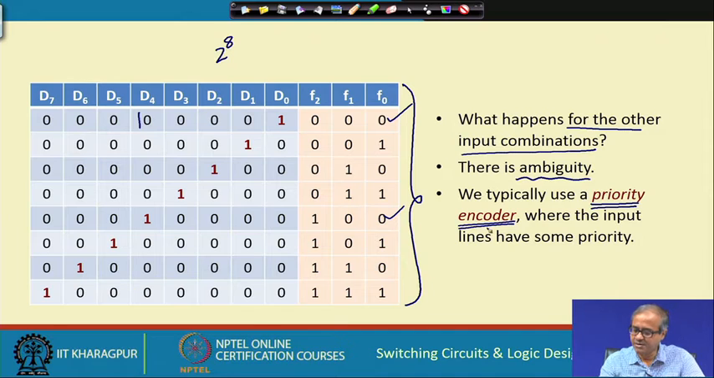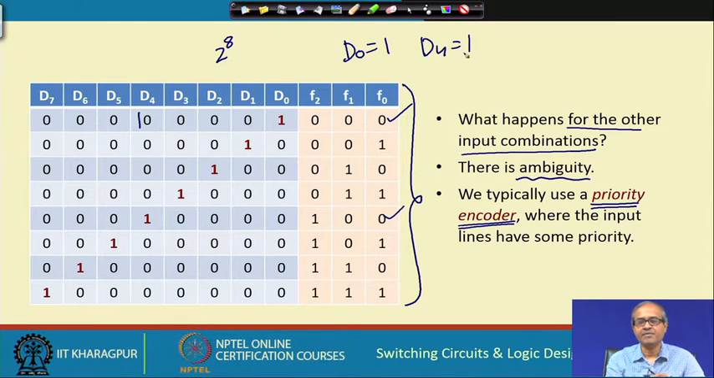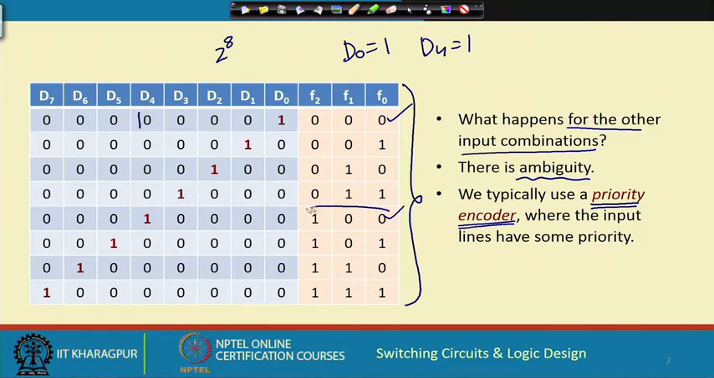Now, in a priority encoder, the input lines will have some priority. Suppose I have applied 1 to D0 and 1 to D4 also, and I am saying that the line D4 has higher priority than D0. So, if both of them are 1, D4 will take priority and the output corresponding to D4 will be generated, 1 0 0. This is how the priority encoder should work.